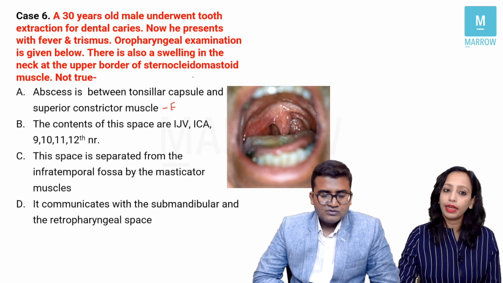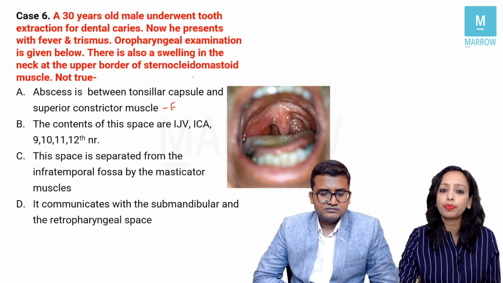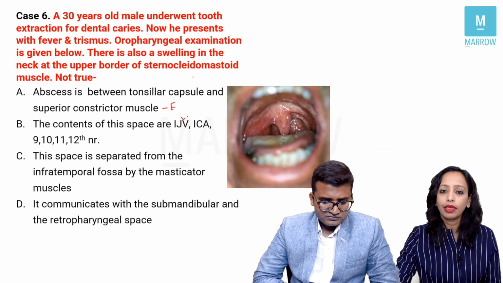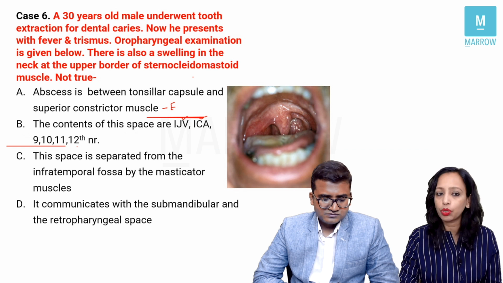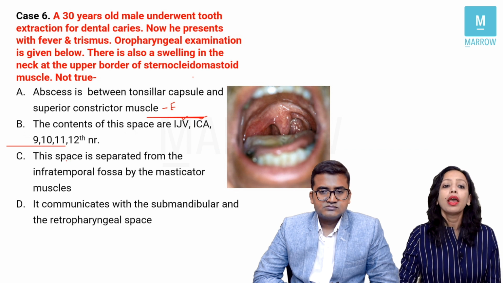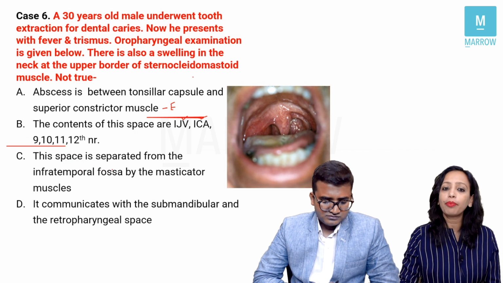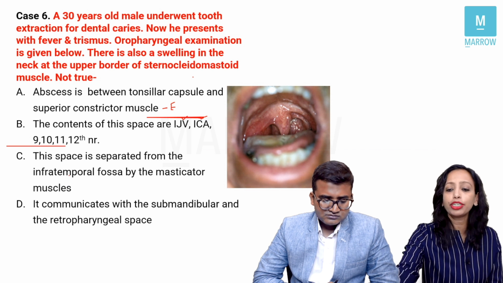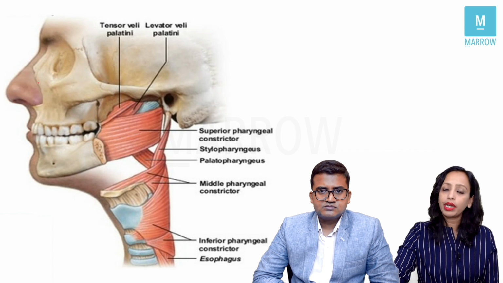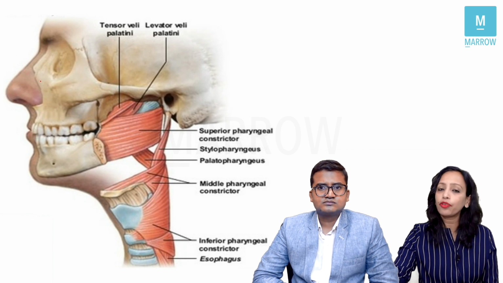The next choice we have here, the contents of the space is internal jugular vein, internal carotid, yes, 9th, 10th, 11th, 12th cranial nerves, yes. So this is the true choice. The space is separated from the infratemporal fossa by masticator muscles. Yes, this again is the true choice. So here we can have a look here. Sir has beautifully explained earlier also.